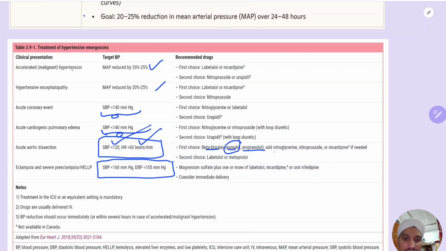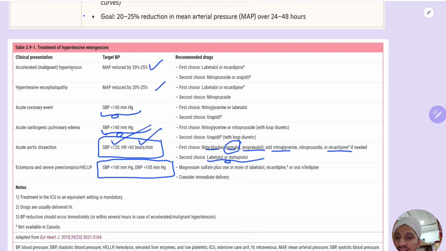Okay. You can add nitroglycerin to lower the BP, or you can add nicardipine also to lower the BP. But you should have a beta blocker along with those drugs. Second choice, again, you can use labetalol here also, or metoprolol. But the first choice is esmolol and propranolol.